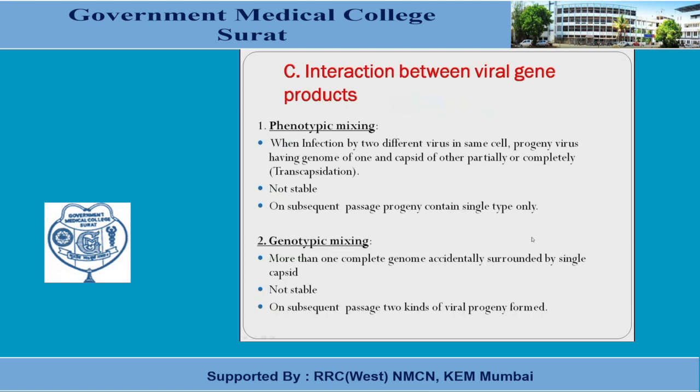Then interaction between viral gene products: phenotypic mixing and genotypic mixing. Phenotypic mixing occurs when two different viruses infect the same cell. Progeny virus have the genome of one and the capsid of the other, partially or completely, so transcapsidation occurs. They are not stable, and on subsequent passage the progeny virus contains a single type only. Then genotypic mixing: more than one complete genome is accidentally surrounded by a single capsid. These are also not stable, and on subsequent passage two kinds of viral progeny form.